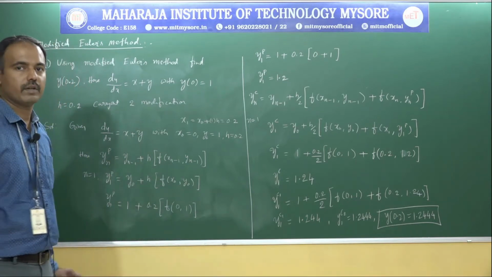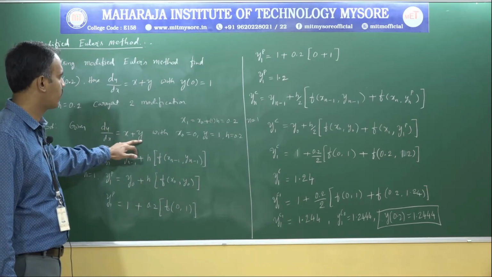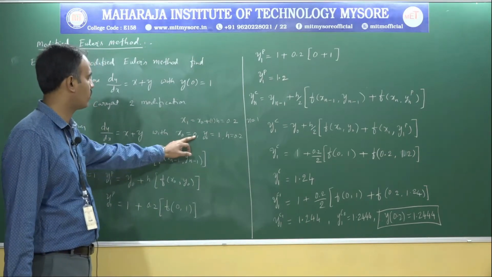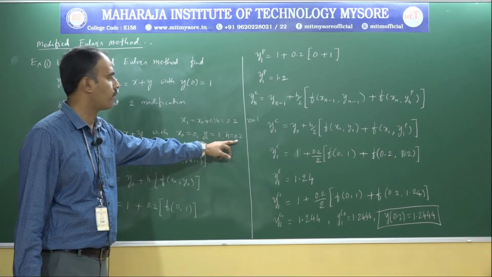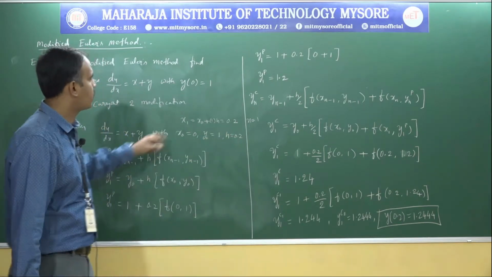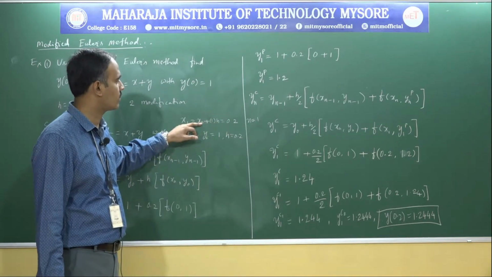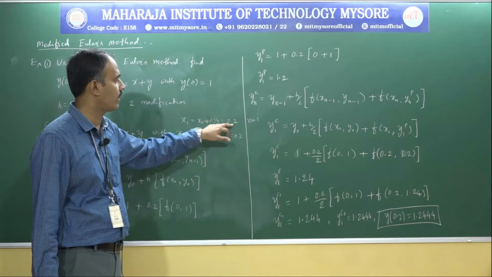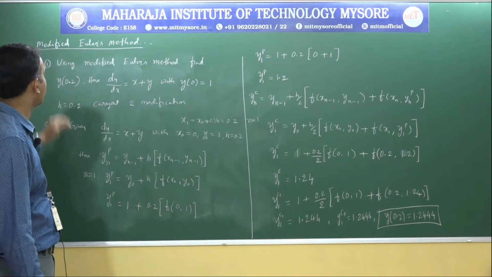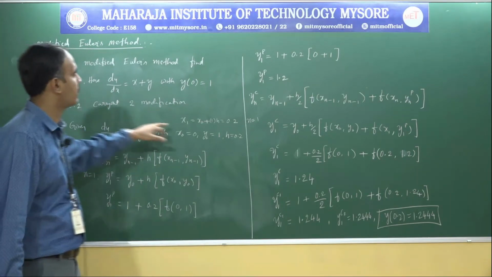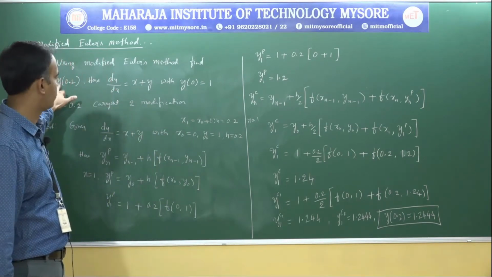In the first example, given dy by dx is equal to x plus y, with initial condition x naught is equal to 0, y naught is equal to 1, and h is equal to 0.2. Now x1 can be represented as x naught plus 1 into h, which is 0 plus 1 into 0.2. We get x1 is equal to 0.2. The question is to find y of 0.2, that is, the value of y at x1.